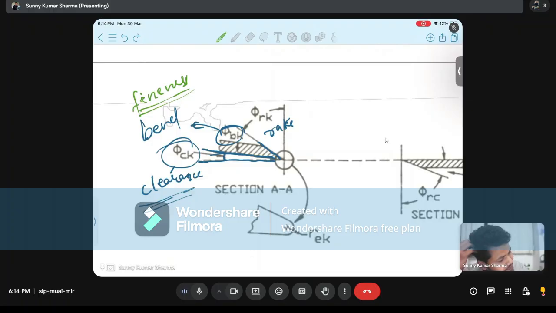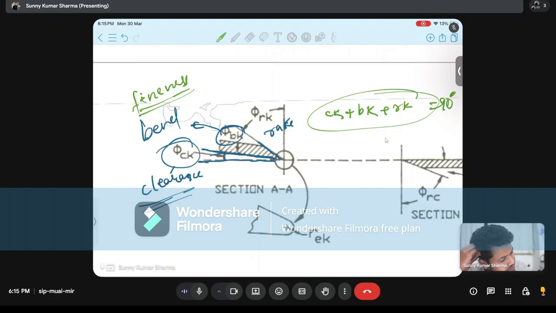Then the second thing is the sum of these. You can see from this figure only. The sum of the clearance angle, bevel angle, and rake angle, this all sum is equal to 90 degrees. So if two values are given, then you can find the third value.